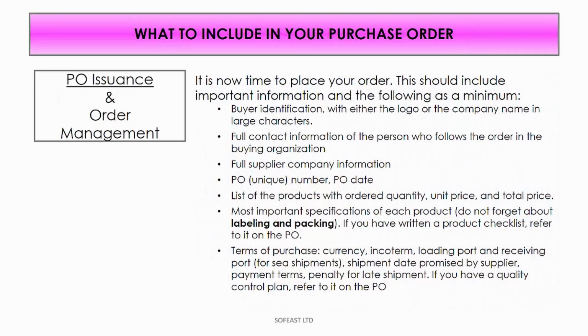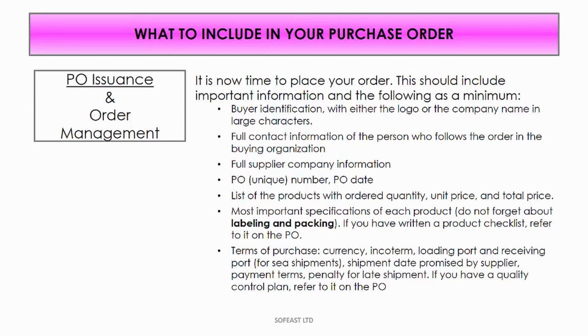So what should you include in the purchase order? It is now time to place the order. So this should include important information and the following as a minimum: buyer identification with either the logo and the company name in large characters, full contact information from the person who follows the order in the buying organization, full supplier company information, purchase order, which should be a unique number, and purchase order date, list of the products with ordered quantity, unit price, and total price.